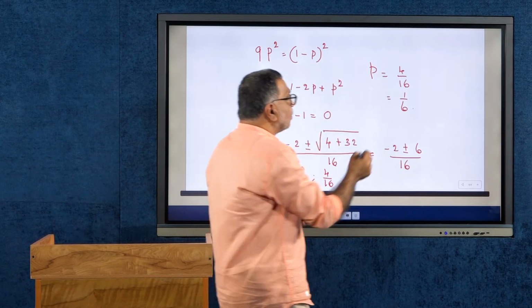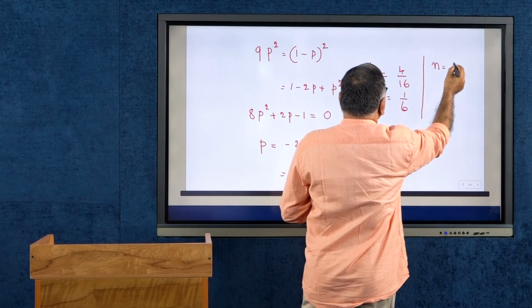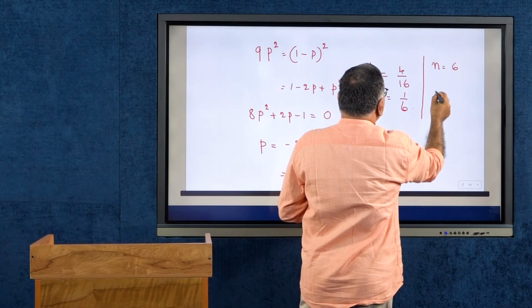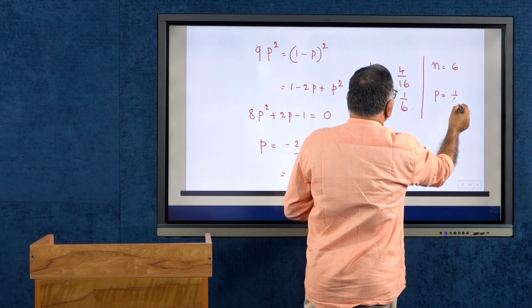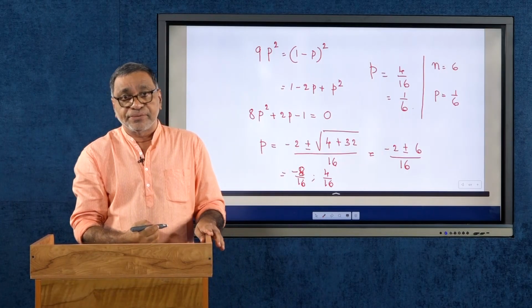So, for the given problem, you are given n is equal to 6, and we obtain p using the equation that is given in terms of x.